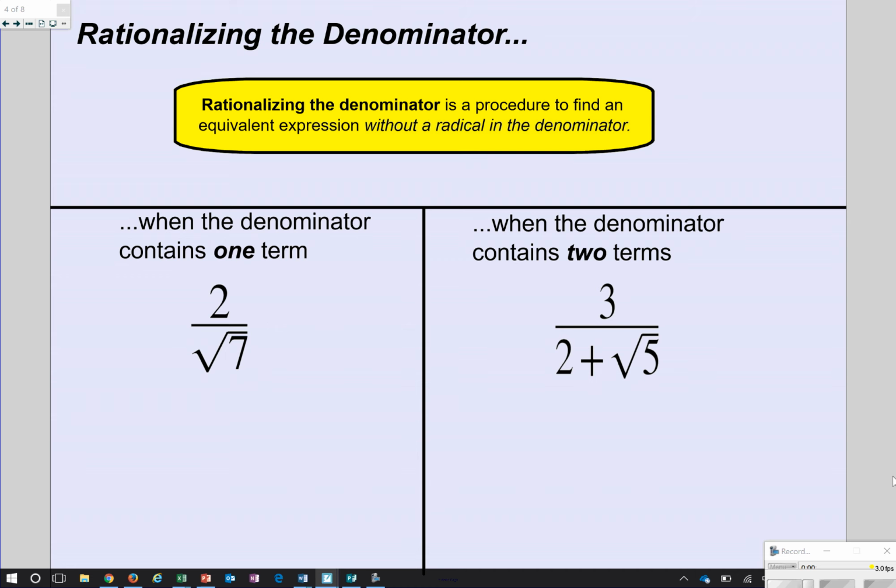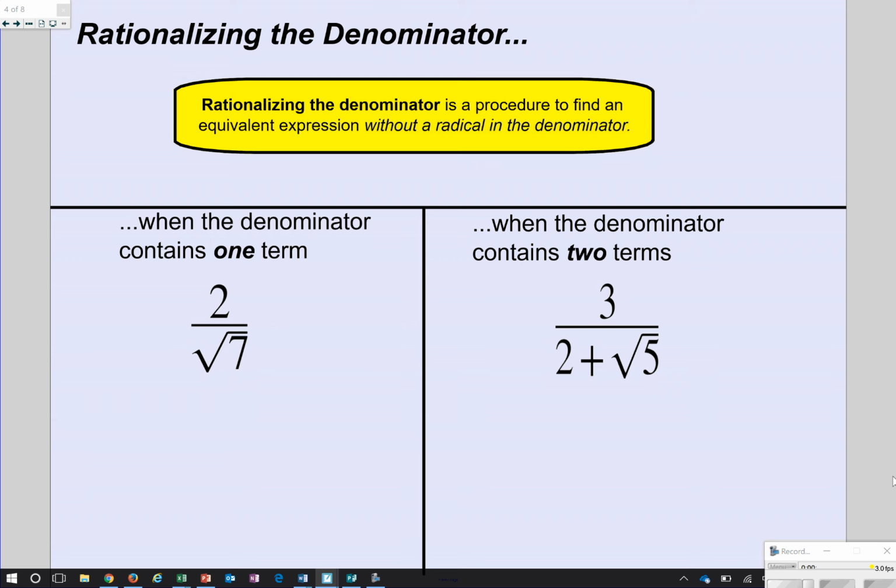In lesson 2, when simplifying radical expressions with quotients, we learned a procedure briefly called rationalizing denominators. Let's look at that procedure in more depth in this lesson. To refresh, rationalizing the denominator is a procedure to find an equivalent expression without a radical in the denominator. In fact, we would say that a radical expression is not simplified until our denominator does not contain any radicals in it. So we must know how to do this procedure.